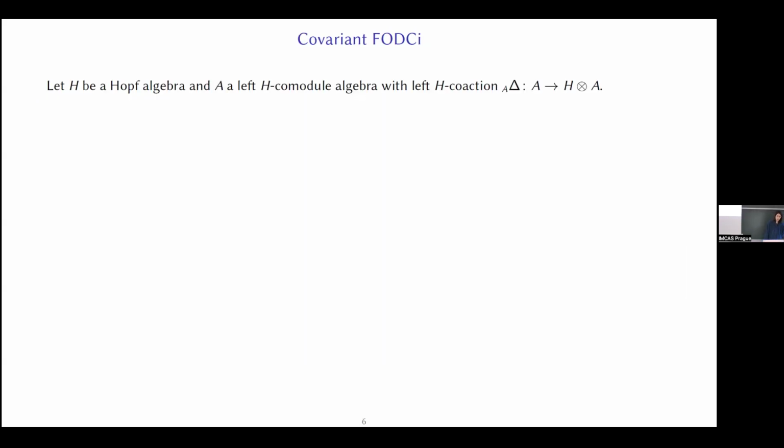And okay, now we go to covariant first-order differential calculi. And here we fix A a comodule algebra, where H is a Hopf algebra, which means a bialgebra with an antipode satisfying some compatibility conditions with the algebra and coalgebra structures. And A is not only an algebra, but also a comodule. So there is a left, in this case, coaction of H onto A, which means there is this map here from A to H⊗A. And comodule algebra means that this is behaving well with respect to the algebra structure of A.